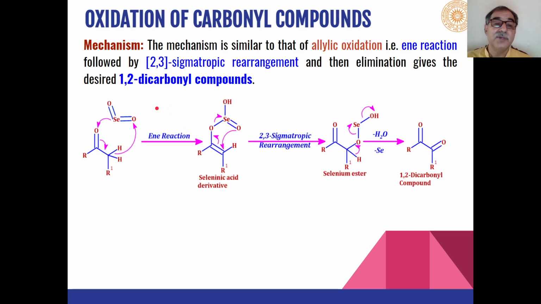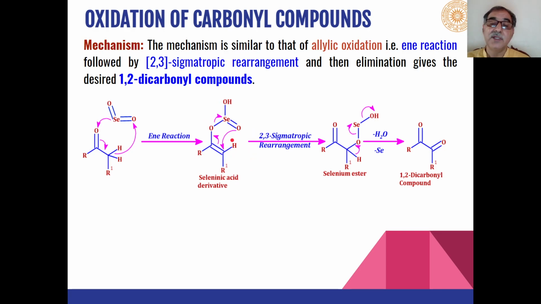And the mechanism is similar to what we have seen in case of allylic oxidation. And the first step is the same. The only difference is that there we were having a carbon-carbon double bond, whereas here we are having a carbon-oxygen double bond. Selenium dioxide will react with the carbonyl compound having active hydrogens present at the alpha position, and one of the hydrogens will be taken up by the oxygen of the selenium dioxide, and we will get a selenic acid derivative like this.